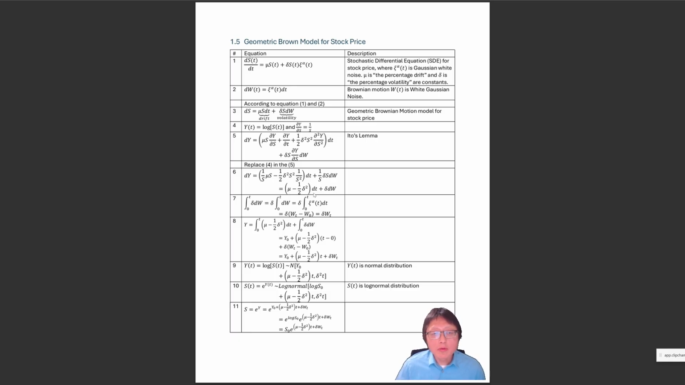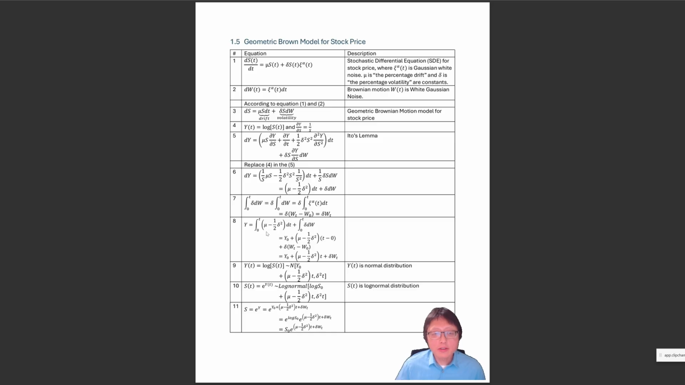And how to solve this dy? Usually we just do an integration. So we can go to step 8. In step 8, we just do an integration of y. On the left side of the equation, we get y. On the right side of the equation, we get two parts of integration. One is the so-called deterministic part, and the other is the stochastic part.